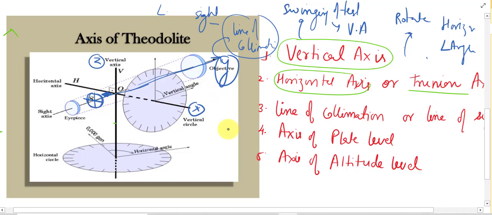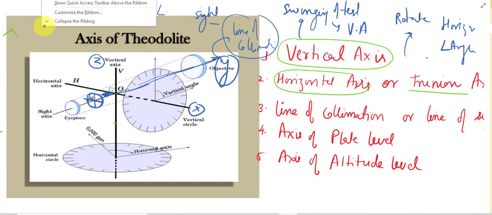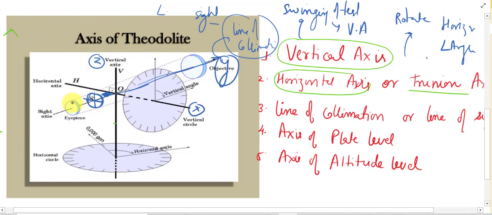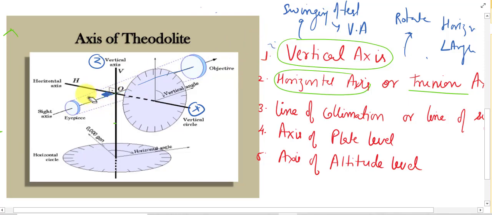Then I have another term, which is the axis of telescope. Here we have axis of theodolite, but we will discuss that separately. What do you mean by axis of telescope? If I draw the center point of the object lens and the center point of the eyepiece, if I identify these two points, and from these two points I draw a line like this, so this must be your axis of telescope.